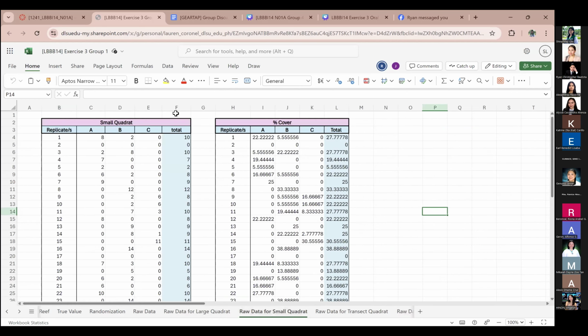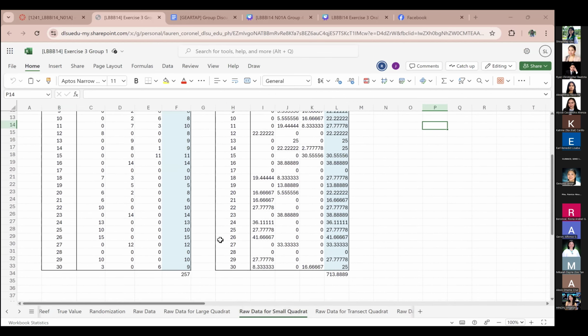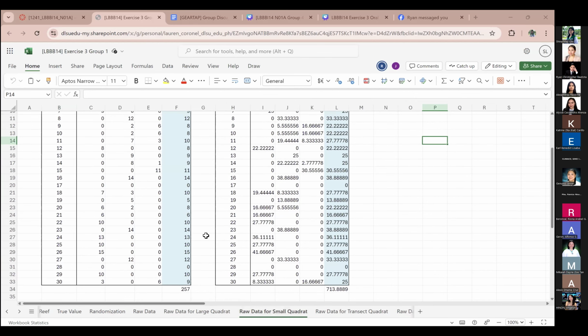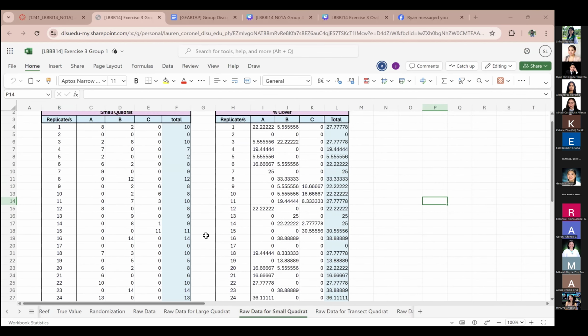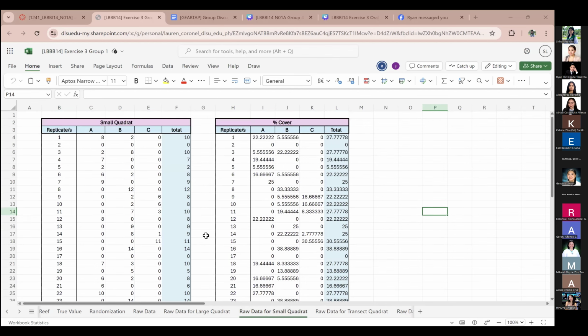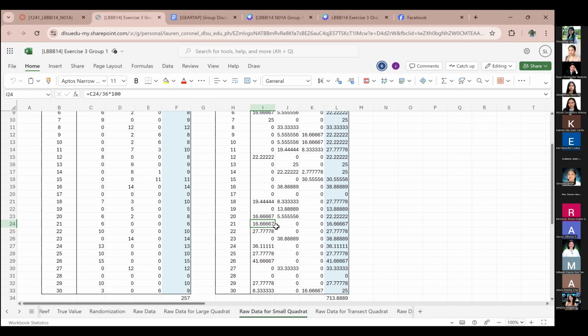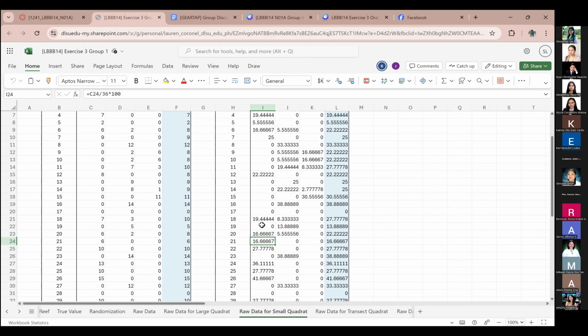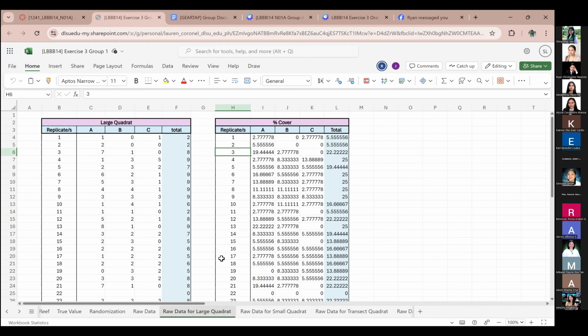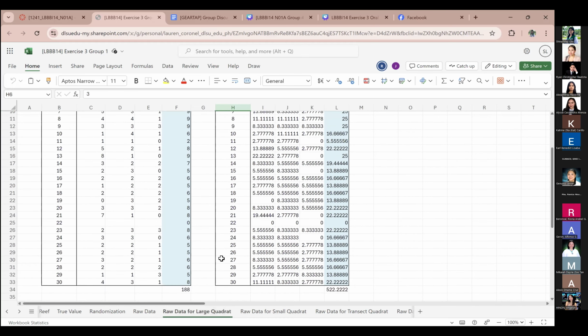Can you scroll down so I can see all replicates? This is the small quadrat. Can you select column I, row 24? Sorry, wait. No problem. Row 24. There you go. Okay, just wanted to see the formula. Thank you for that. Can you show me the raw data for the large quadrat? Here po. Okay, thank you.